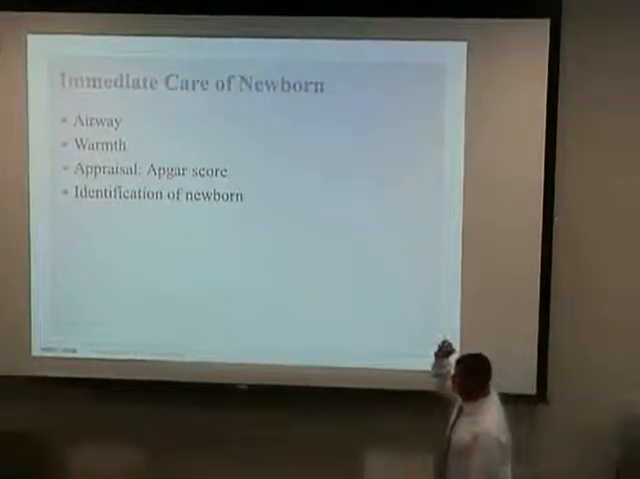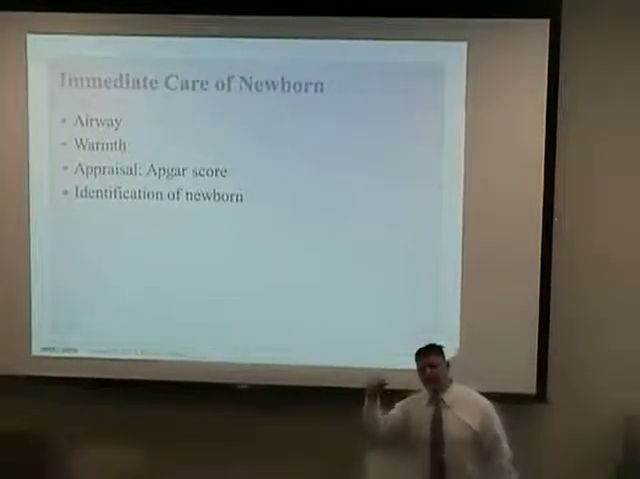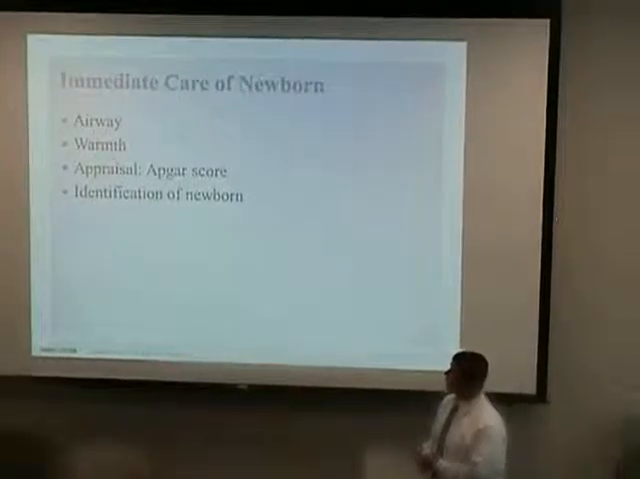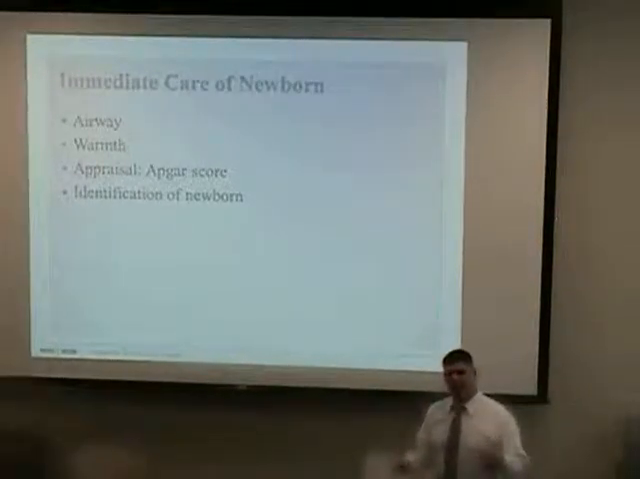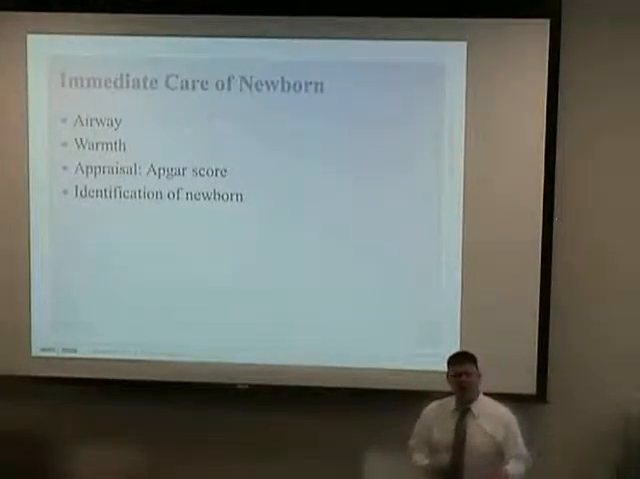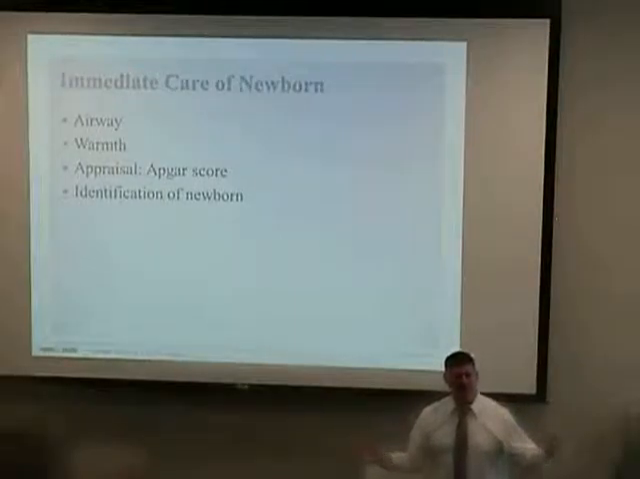These are the things that we need to do for the newborn. We need to make sure he has a patent airway. We need to keep him warm. We need to check his APGAR scores, which are really kind of worthless. And most important, we need to identify the newborn, because all those newborns look alike. You get 5 or 6 of them together in a room and you can't tell who's who.